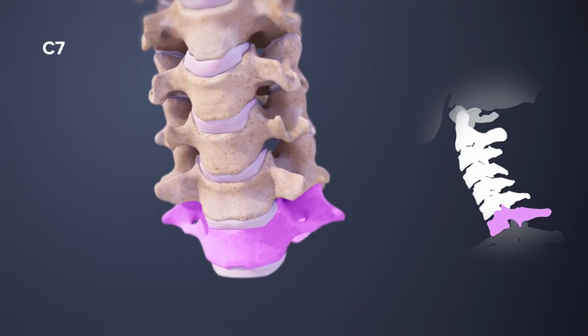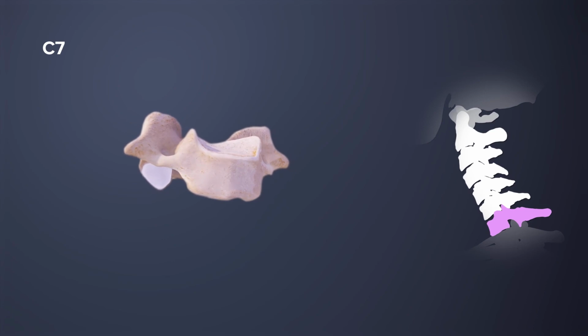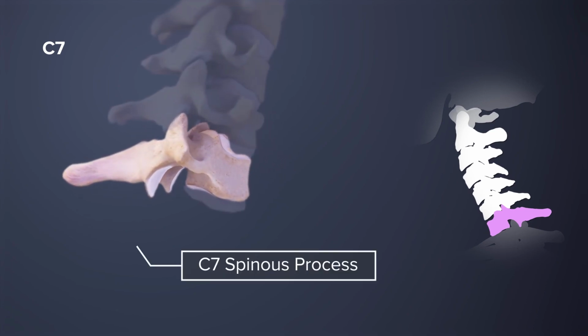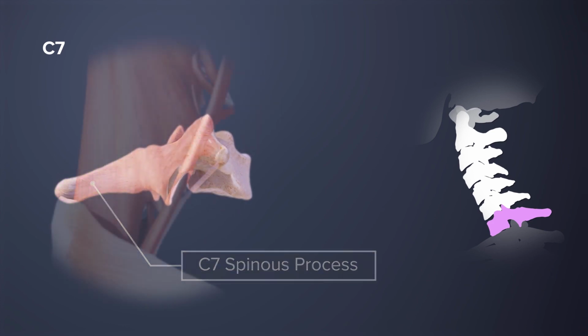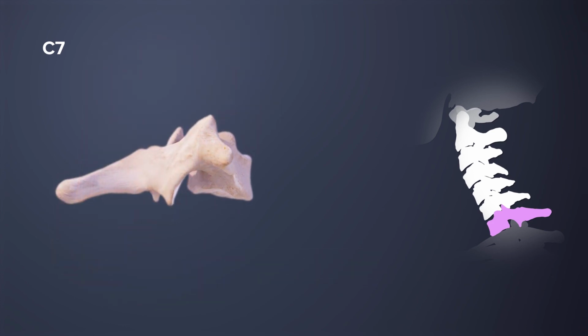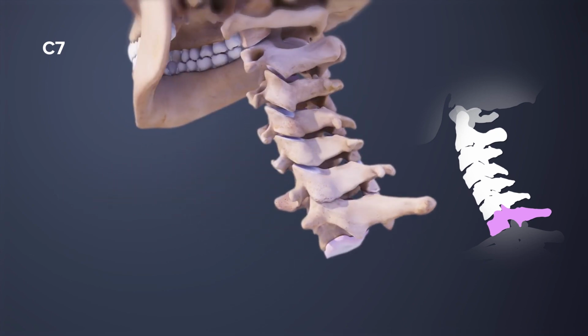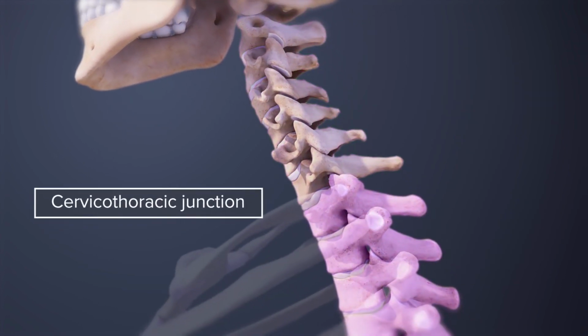C7 is similar to the typical vertebrae, but it is commonly considered a unique vertebra. One of C7's distinguishing features is that its spinous process is longer, so more muscles attach to it. C7 is also the largest cervical vertebra and forms the base of the cervical spine. It connects with the thoracic spine below to form the cervicothoracic junction.